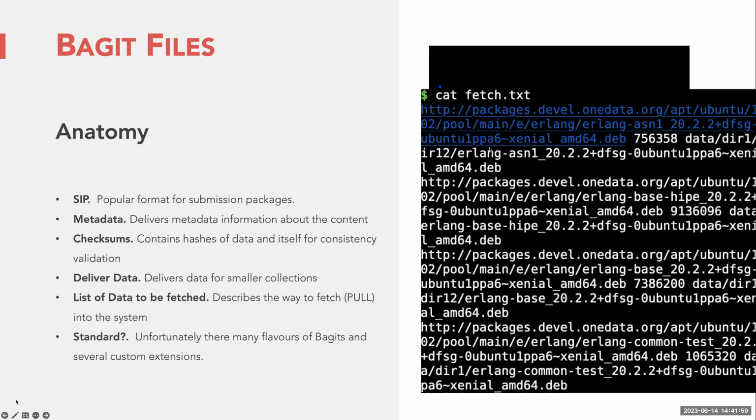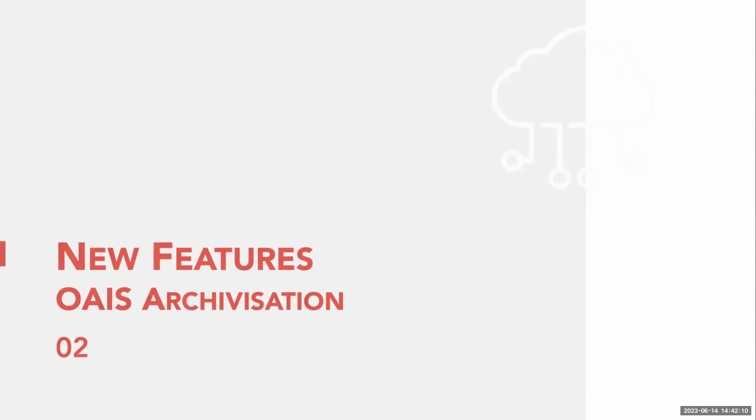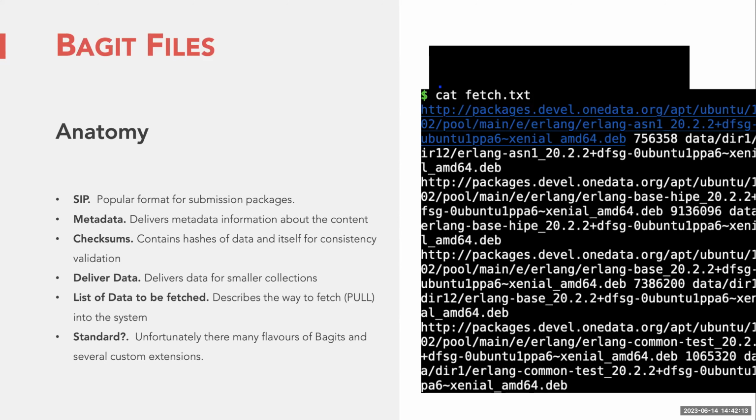This is the mapping of the fetch from the Baggit. It is very similar to what I was showing you before. There are URLs, sizes, directory, and the checksums are taken from the other file. So this is what we are processing.